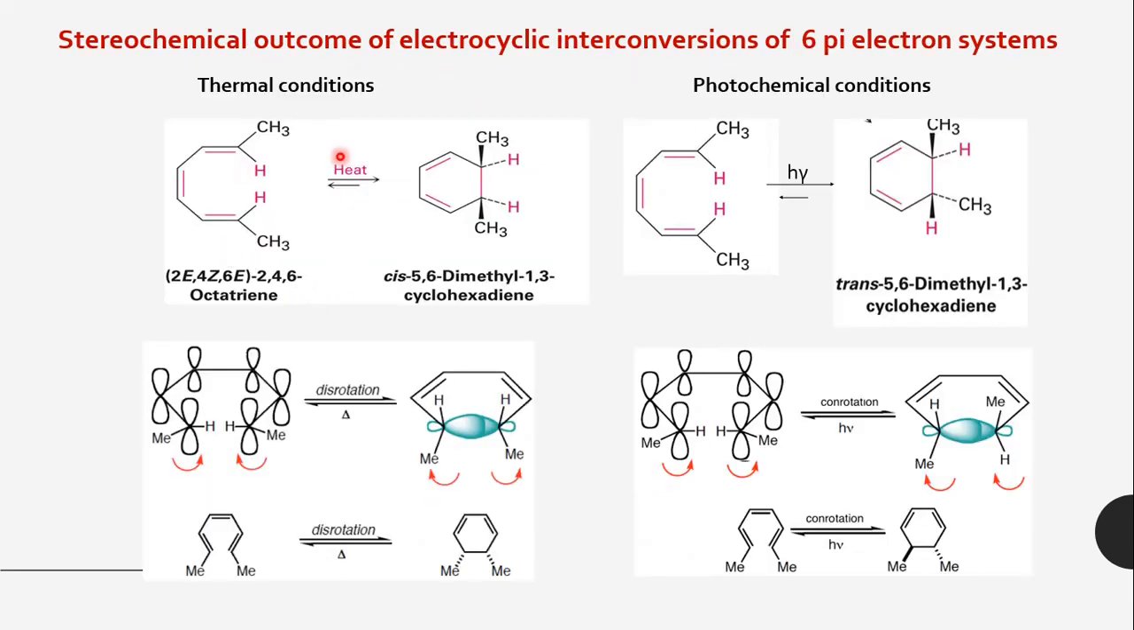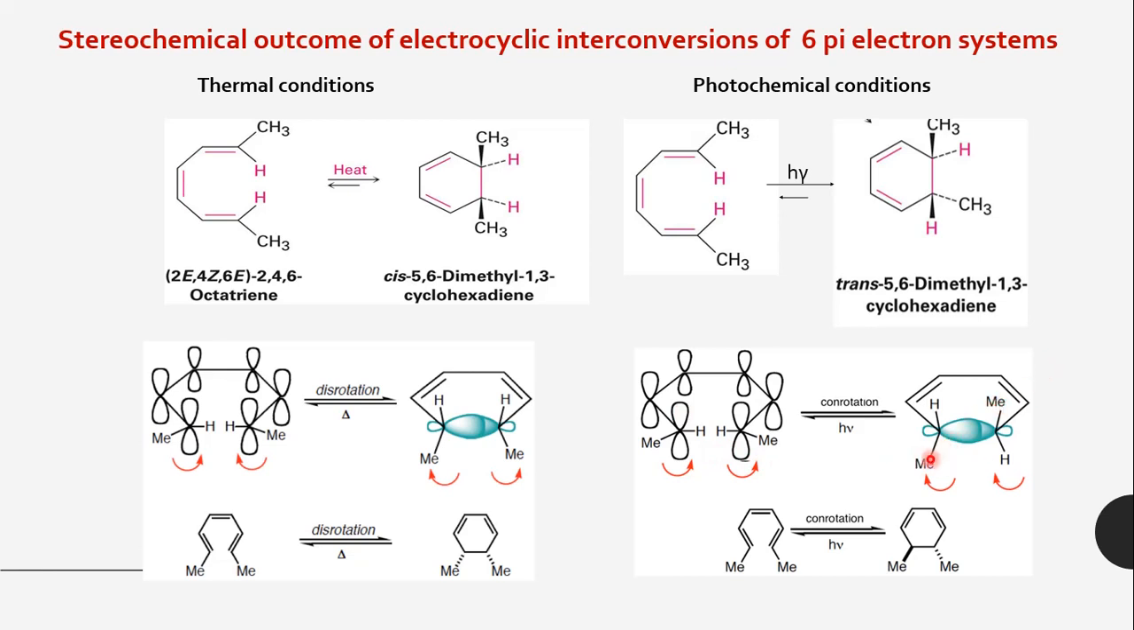Again, we can analyze it based on the FMO theory. So this is my Psi3, which is going to be my HOMO in a 6-electron system. So if Psi3 is my HOMO, the like sign lobes will be on the same side. This will undergo a disrotation, and disrotation would result in both the substituents being cis to each other. Under photochemical conditions, from Psi3, Psi4 becomes my HOMO, and in Psi4 the like signs would be on the opposite sides. This would result in a conrotation resulting in the trans isomer.